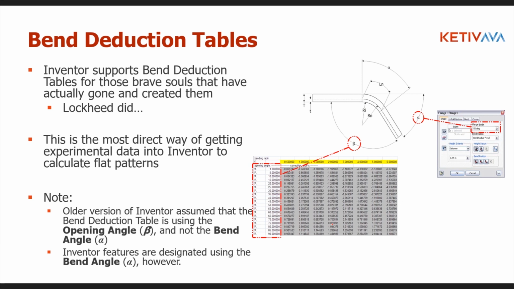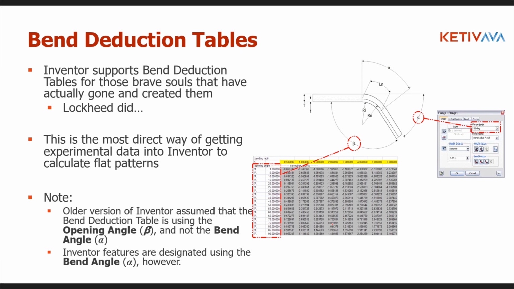The one caveat I will say here is that if you're using bend deduction tables, two things to be aware of. The first is that with older versions of Inventor, and I do not remember when this changed, bend deduction tables used to always assume that the angle that we're specifying is the opening angle and not the bend angle, while in all of your sheet metal features, you specified the bend angle. I know that has changed, like Inventor 2018, Inventor 2019, you can say which set of angles the bend deduction table is actually using. And like I said, I don't remember when that change came in, to be honest.